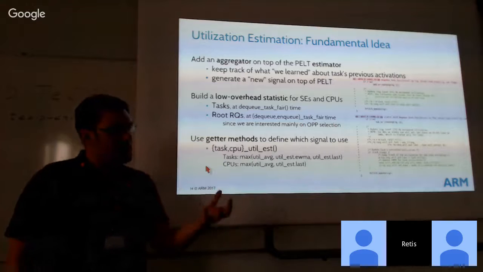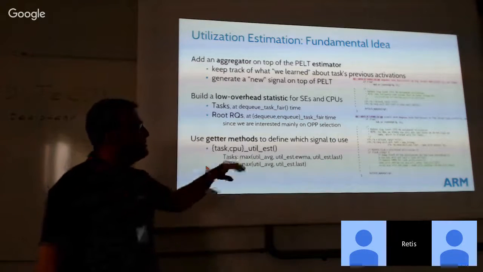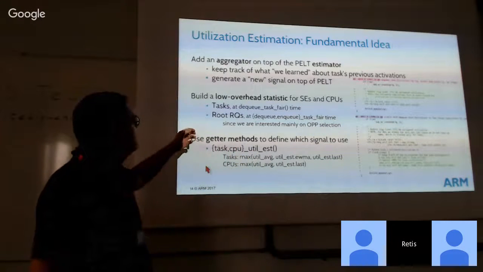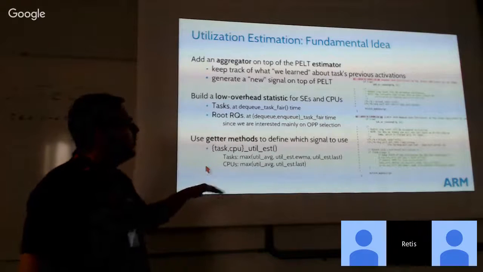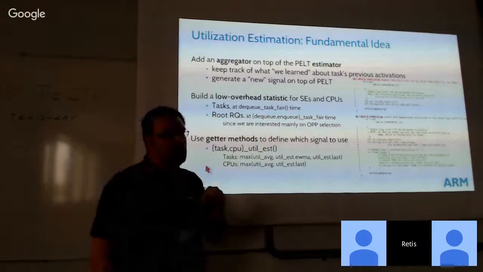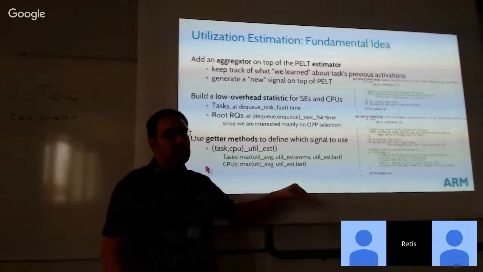It gives us a measure for a task every time it runs. There is an activation. And then we build on top of these samples. And we try to build something which is really low overhead. Why? Because we target only what we really need to optimize. So we need to optimize task placements and OPP selection.